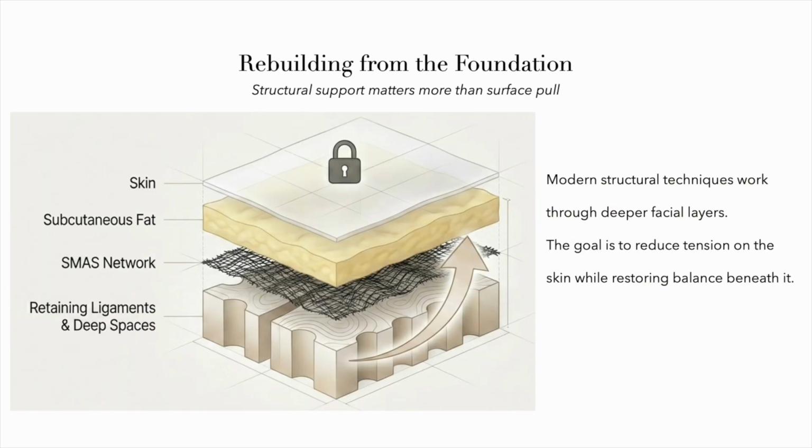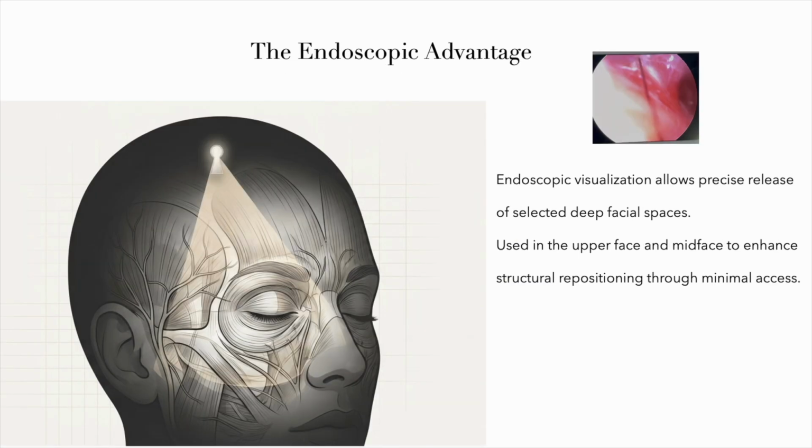Modern techniques shift toward deeper support, more favorable vectors, and more selective repositioning. When I work at that structural level, the correction distributes more harmoniously, the skin settles with less tension, and the result looks balanced and natural. In selected areas, particularly the upper face and mid-face, endoscopic visualization adds another level of precision. Direct sight through minimal access allows the anatomy to guide the correction more accurately.